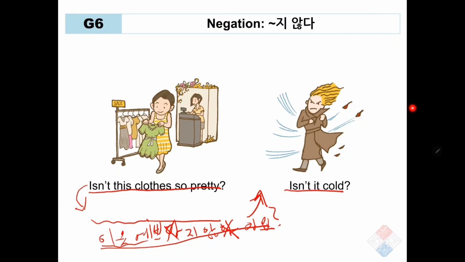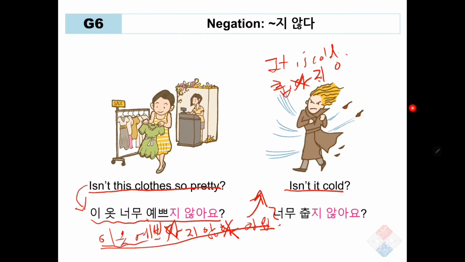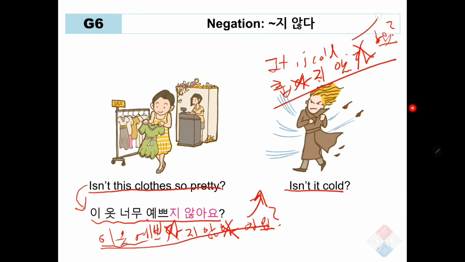Isn't it cold? So think of it as cold. 춥다, right? How would you negate it? 춥지 않다, right? And then the final touch of polite ending, 춥지 않아요. So putting the question mark and the intonation would make it a question. 너무 춥지 않아요? But here 너무, so, is added to emphasize. 너무 춥지 않아요? 너무, very, or so.